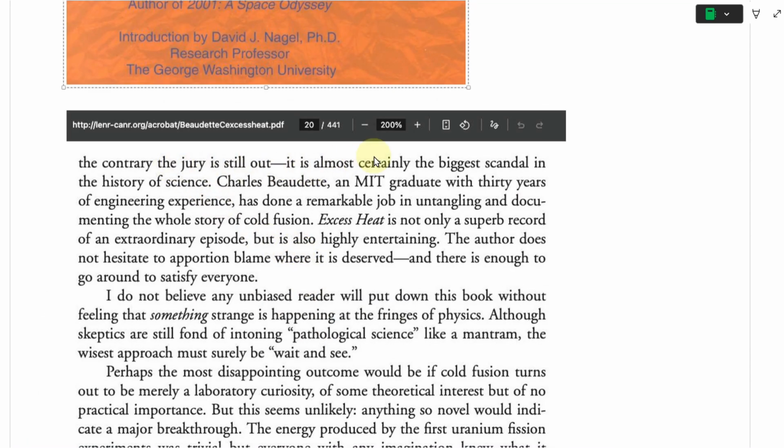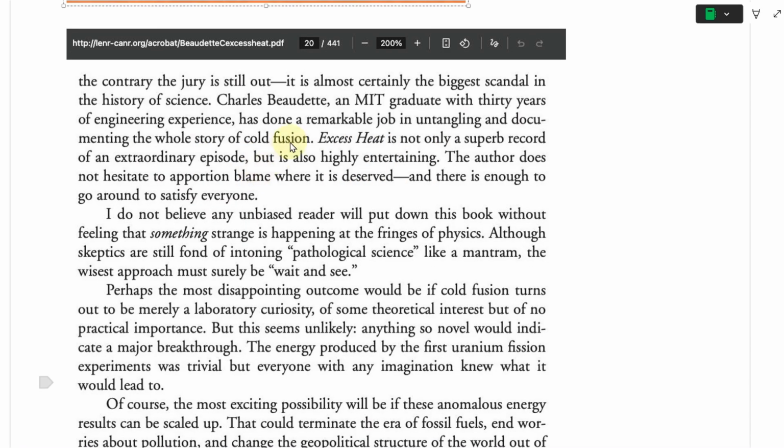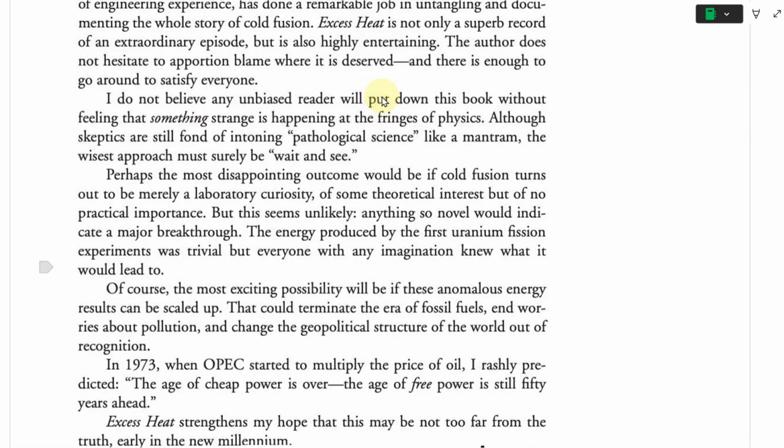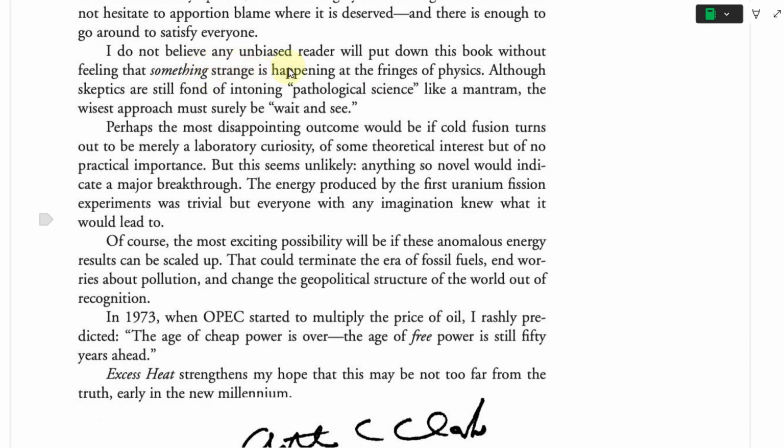On the contrary, the jury's still out. It is almost certainly the biggest scandal in the history of science. Charles Beaudette, an MIT graduate with 30 years of engineering experience, has done a remarkable job in untangling and documenting the whole story of cold fusion. Excess Heat is not only a superb record of an extraordinary episode, but is also highly entertaining. The author does not hesitate to apportion blame where it is deserved, and there is enough to go around to satisfy everyone. I do not believe any unbiased reader will put down this book without feeling that something strange is happening at the fringes of physics.